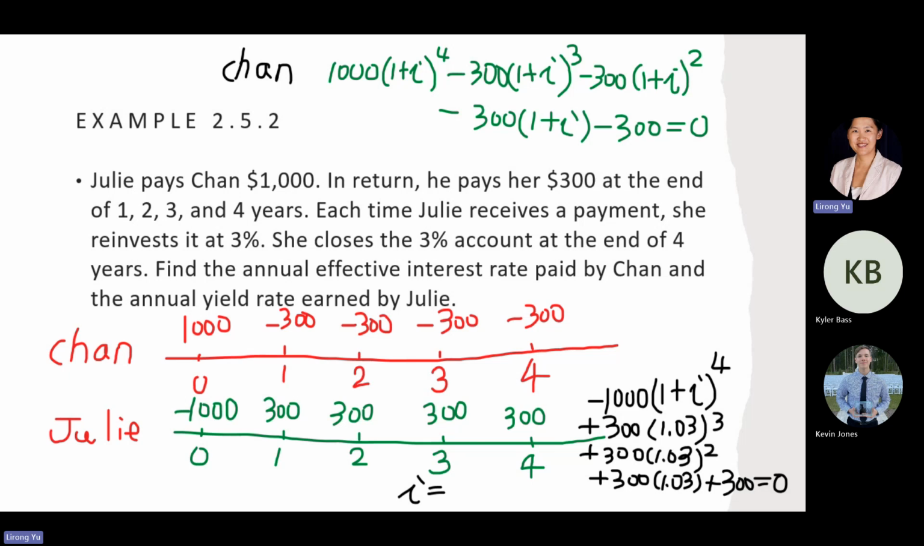On the Julie side, since there's only 1 variable with algebra, all we have to do is find the summation of the rest and divide by 1,000 and raise it to the 1 over 4 power minus 1.